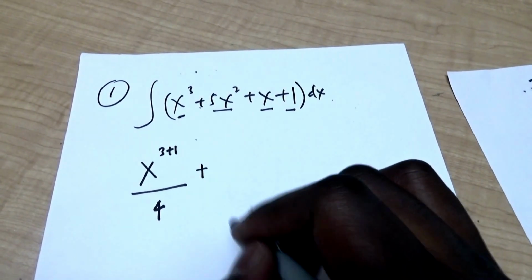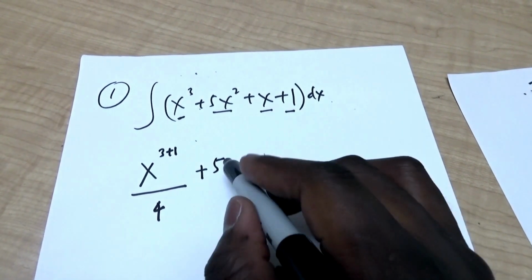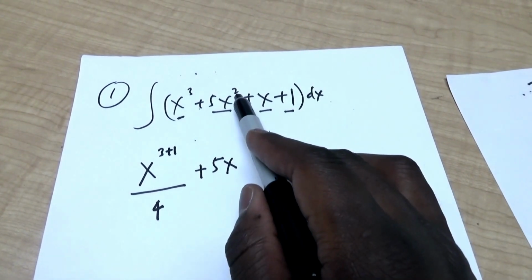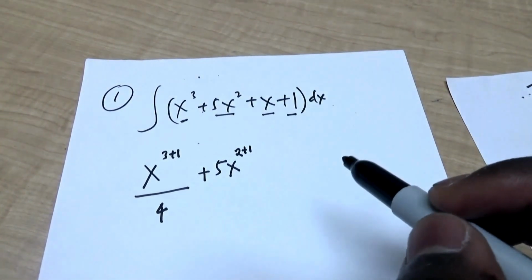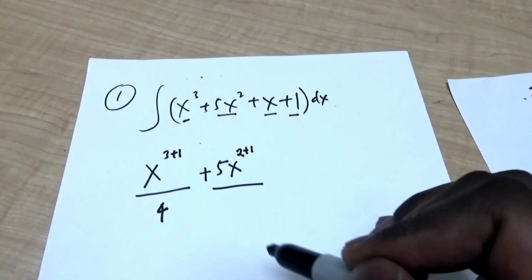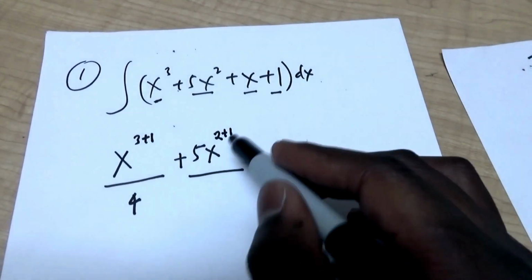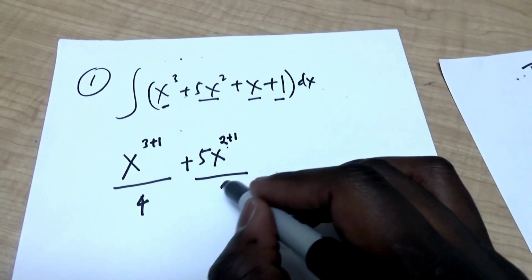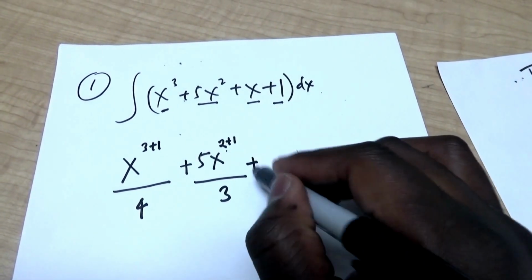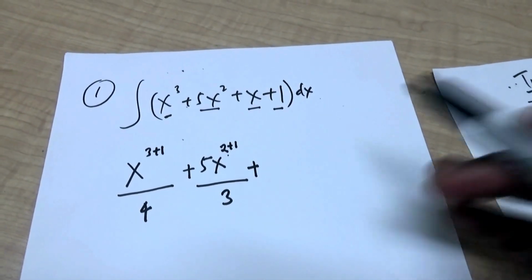Plus, let's jump on to the next term. I have a 5x, and now I have a squared. So it's just going to be 2 plus 1. Always add a 1 on top of your power. Divided by the total power, and the total power is 2 plus 1, which gives us a 3. Boom, finished. Nice and easy.